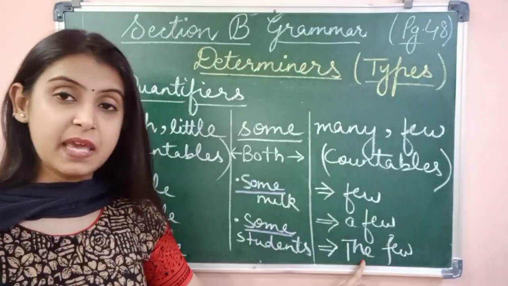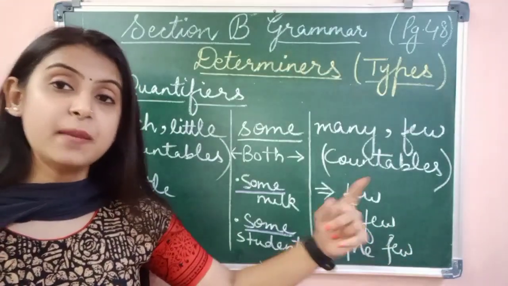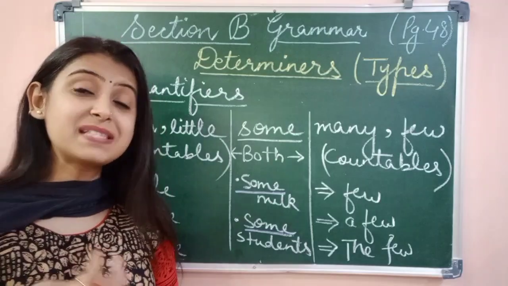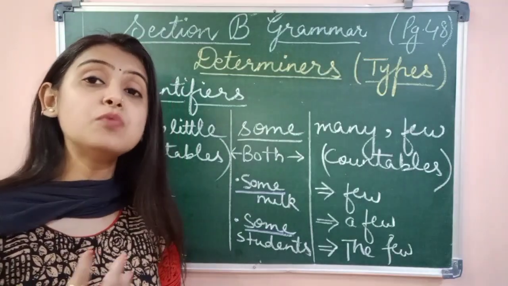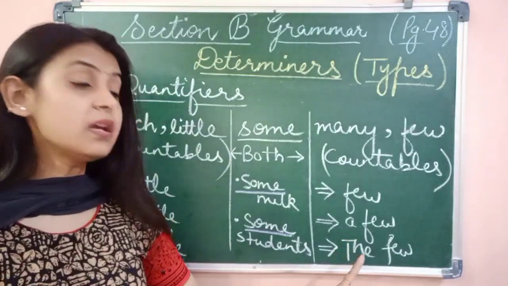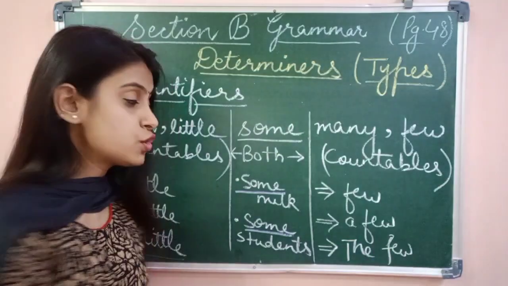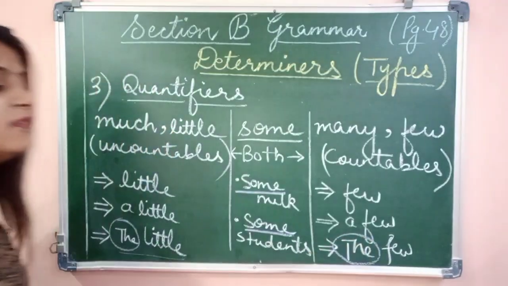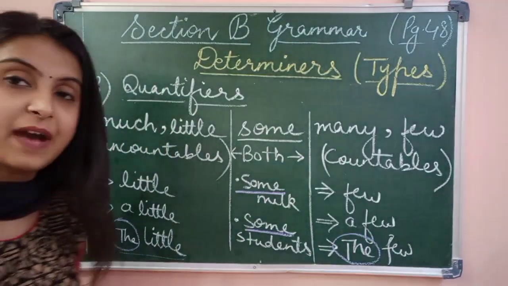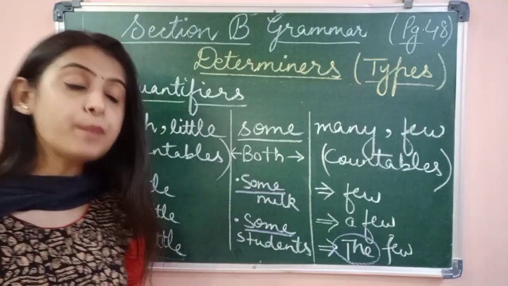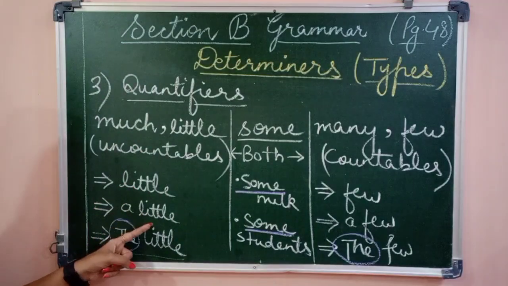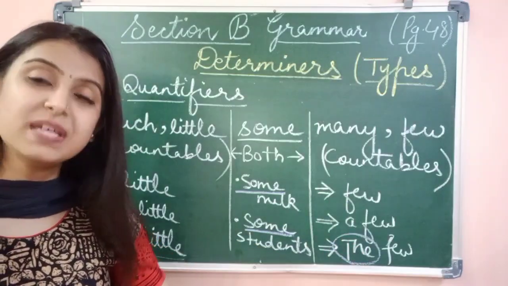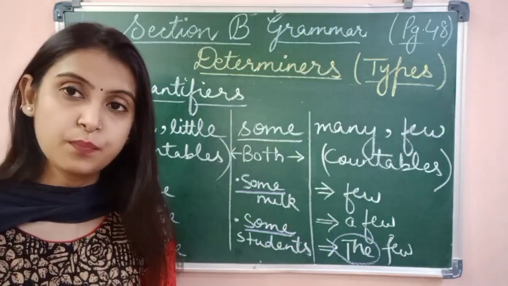But if I say the few books in the library are very, very interesting, I am specifying, I am making the noun specific by using the few. So here also you make a note that the is always used when we specify the noun. I hope the difference between little, a little, the little and few, a few and the few is very much clear to you. Fine.